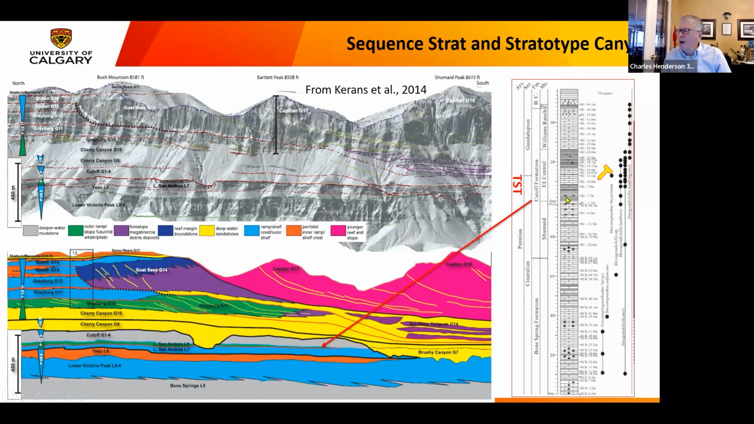We could argue about where the maximum flooding surface is in here, but this is certainly a maximum flooding interval, if you like. And then there's a major lowstand right after that, and that incises into the shelf succession and fills this with the Brushy Canyon sandstone, which is the initial lowstand, and then we see onlap of that and then we have the Cherry Canyon succession.